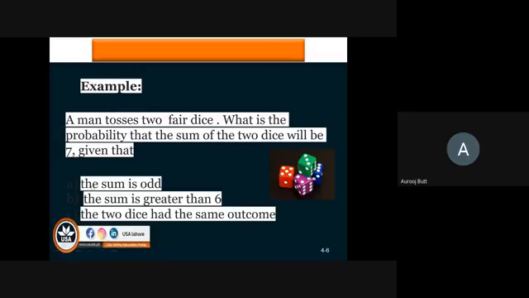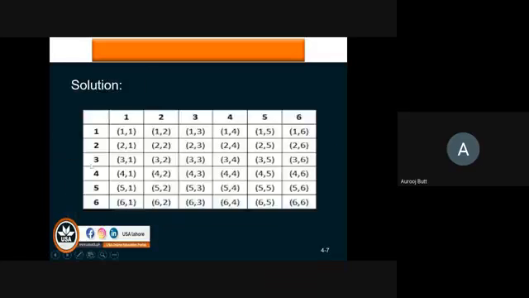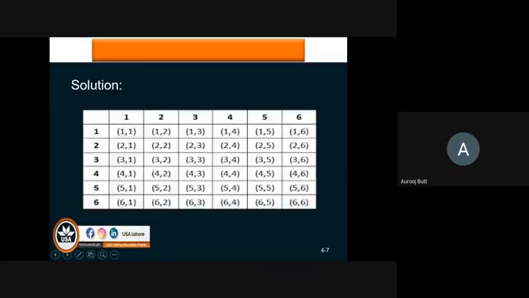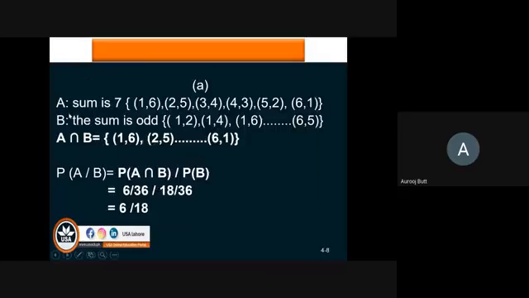And what is event B? The sum is odd. The sum is odd means you need to add the outcomes of both dice, and whatever the result is, that must be odd. Odd means 1, 3, 5, 7 up till so on. So simply define the events. That is your first step. Event A is defined as the sum is 7, and event B is defined as the sum is odd.